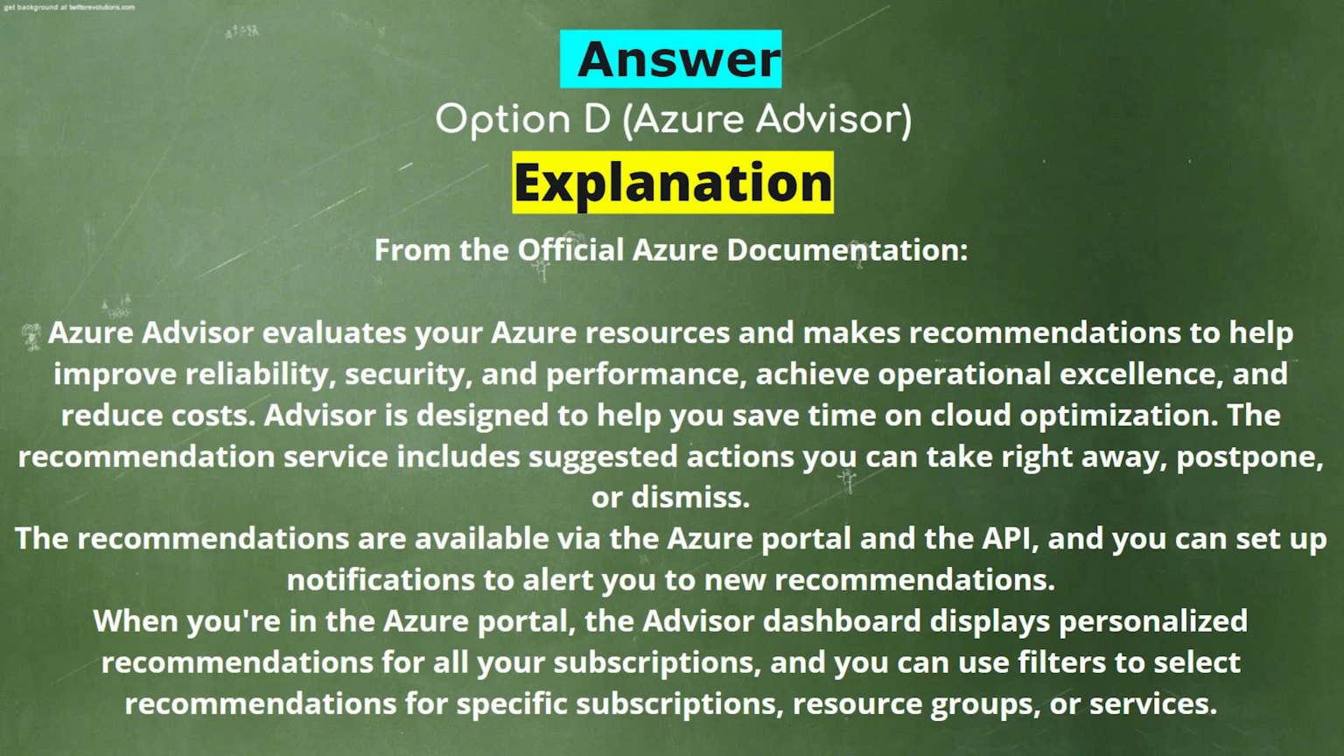The recommendations are available via the Azure portal and the API, and you can set up notifications to alert you to new recommendations. When you are in the Azure portal, the Advisor dashboard displays personalized recommendations for all your subscriptions, and you can use filters to select recommendations for specific subscriptions, resource groups, or services.